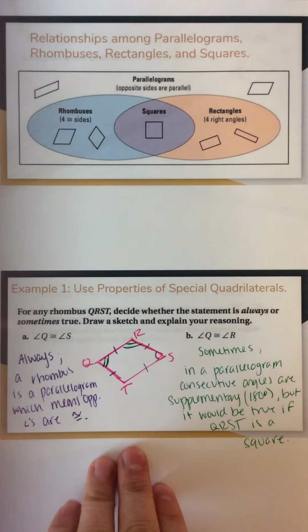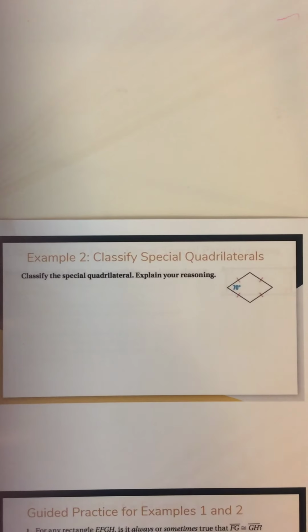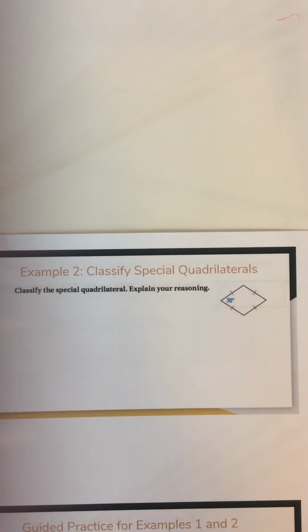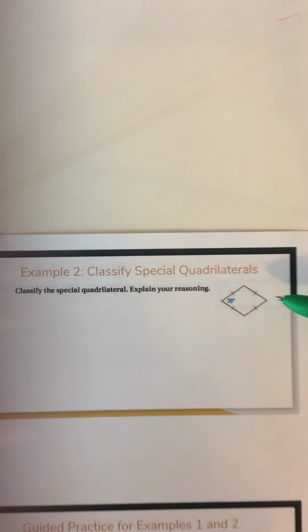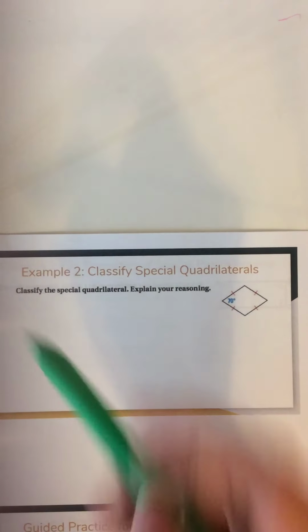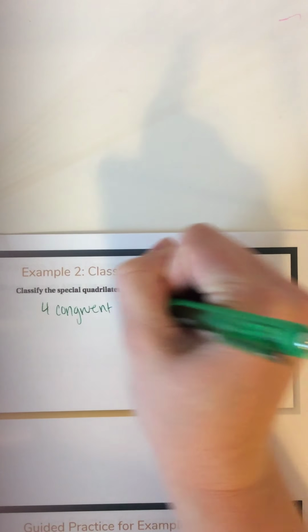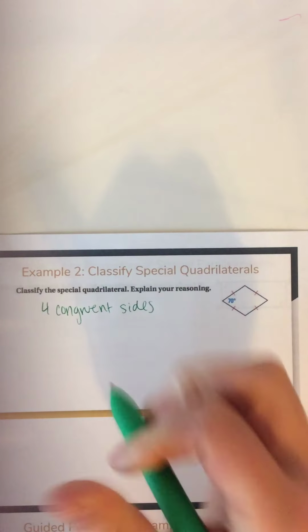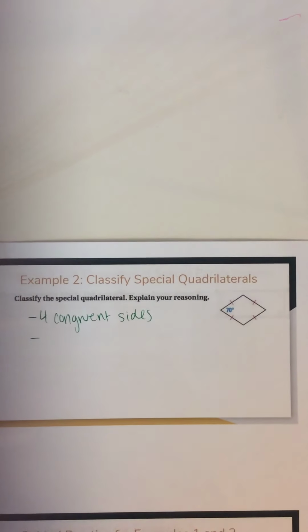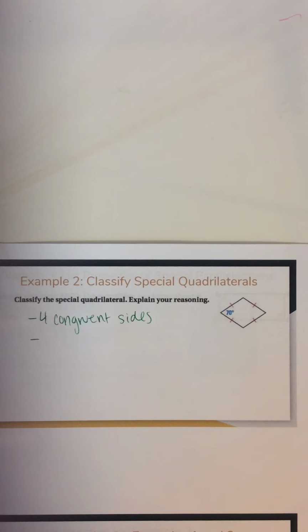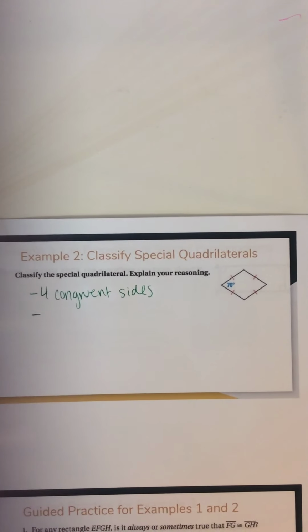So then moving on to example 2, classify special quadrilaterals. They want us to classify this quadrilateral, so is it a square, a rhombus, or a rectangle? Looking at what we see, we know we have 4 congruent sides. So that fits our rhombus and square, right? If we think about that Venn diagram, that fits our rhombus and square.